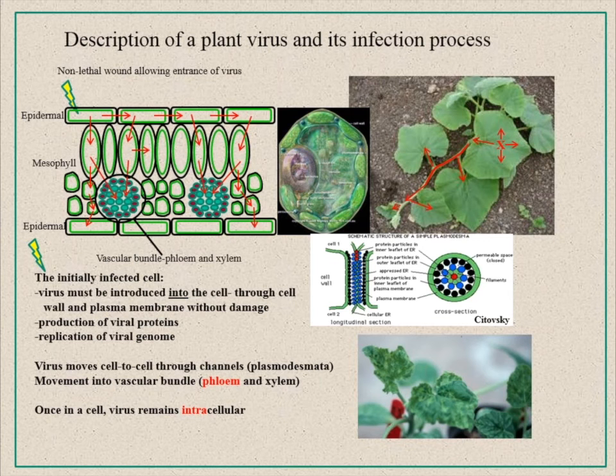And that movement to these young leaves is where we get very typical virus symptoms, this mosaic type pattern, this light green, dark green type of disease symptom. So once in the plant, the virus remains intracellular. It never leaves the cells of the plant. It just moves cell to cell and throughout the plant.